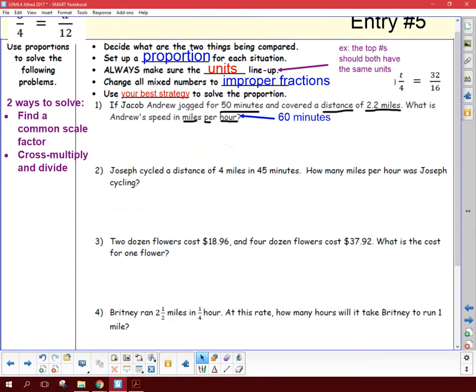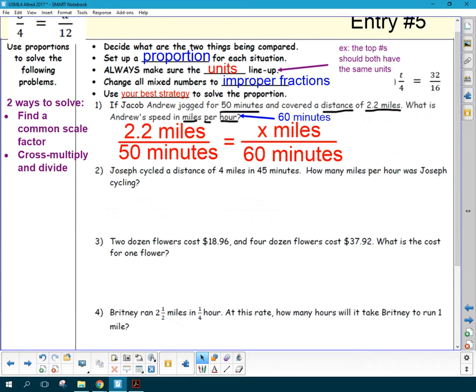And this right here, miles per hour, that's a unit rate like we talked about way back in mini lesson 1. I'm going to write a ratio for this first sentence. It says he went 2.2 miles in 50 minutes. So right here I have one ratio that compares his miles to his minutes. On the other side, I'm going to write another ratio, and I want to know how many miles he went in 1 hour. What I set up here about lining the units up, this is exactly what I'm talking about.